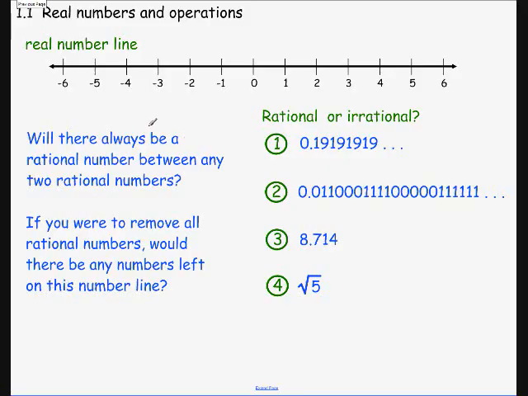Real numbers and the real number line. So a real number line will contain rational and irrational numbers. Let's take a look at this. Will there always be a rational number between any two rational numbers? What do you think? Let's say I'm looking at 1 and 2. Could I find a rational number between those? Let's say midway.